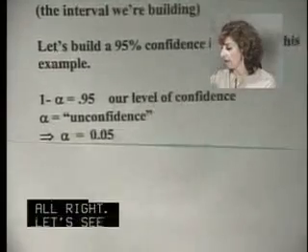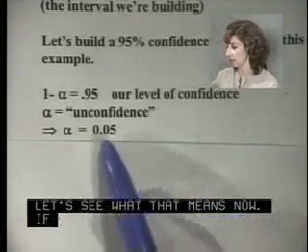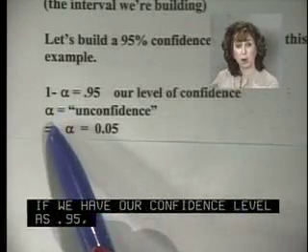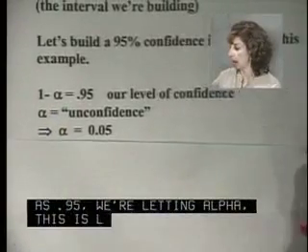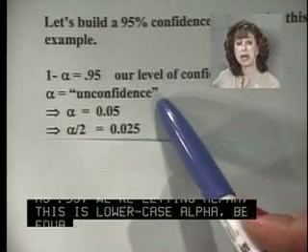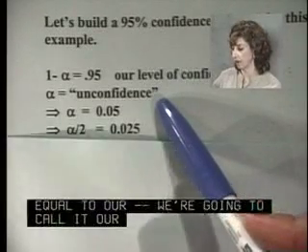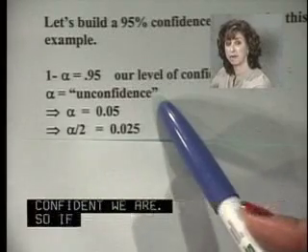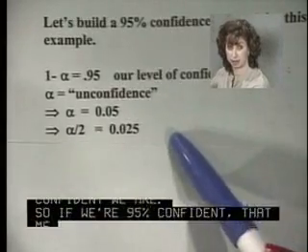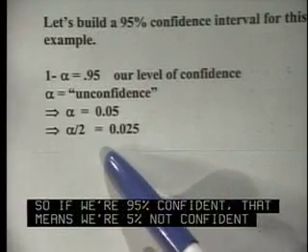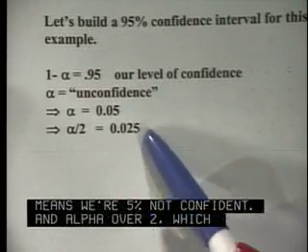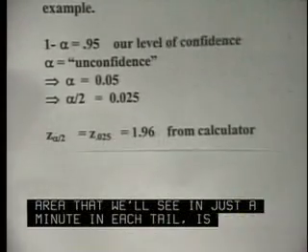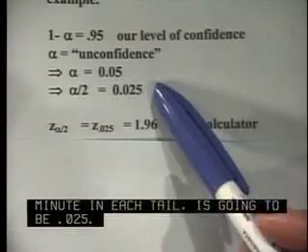If we have our confidence level as 0.95, we're letting alpha, this is lowercase alpha, be equal to our unconfidence, how not confident we are. So if we're 95% confident, that means we're 5% not confident. And alpha over 2, which is the area in each tail that we'll see in just a minute, is going to be 0.025. That's how much area we have in each tail.